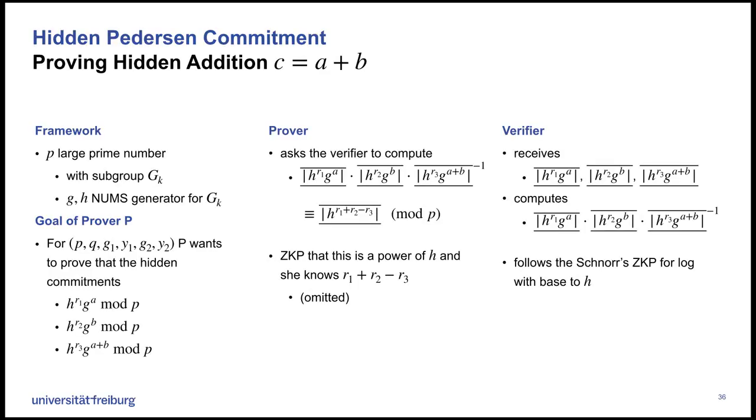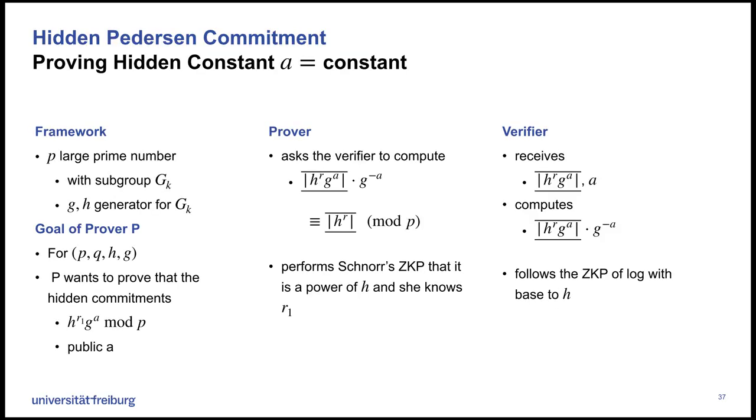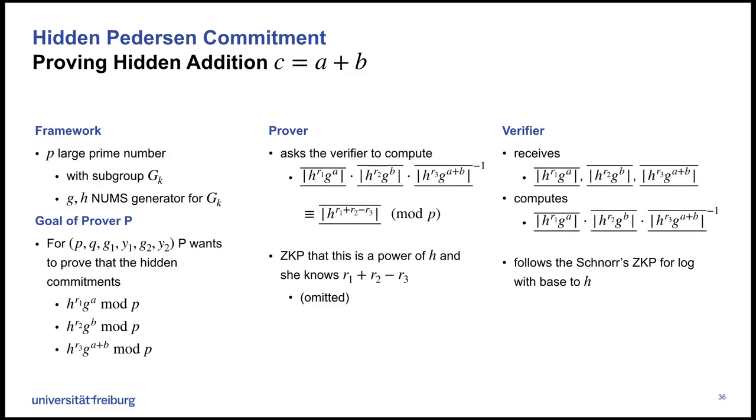Okay, so what we could do, for example, is prove that we have a hidden addition. Let's start with that one. So I have the following hidden commitments. This is one commitment, g to the a. This is the next commitment, g to the b, and the third commitment is a plus b. Nobody knows that a plus b is c, and if you do this, you get a random number. So now we will do a zero knowledge proof that a plus b is c.